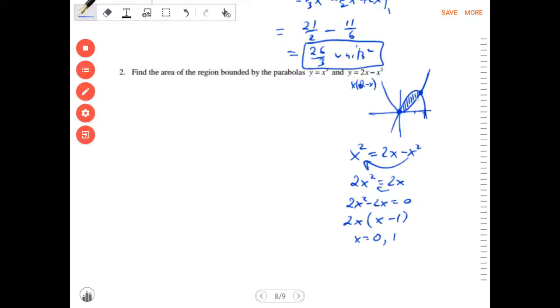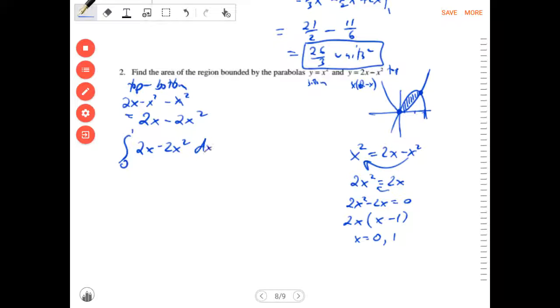Okay, now the other thing we notice from this is that the 2x minus x squared is always on top. For the region we want, it's always on top. And then y equals x squared is always on the bottom. So when we go top minus bottom, we get 2x minus x squared minus x squared. So that equals 2x minus 2x squared. Okay, so that's the function that we want. So we're going to take the integral from 0 to 1 of 2x minus 2x squared.